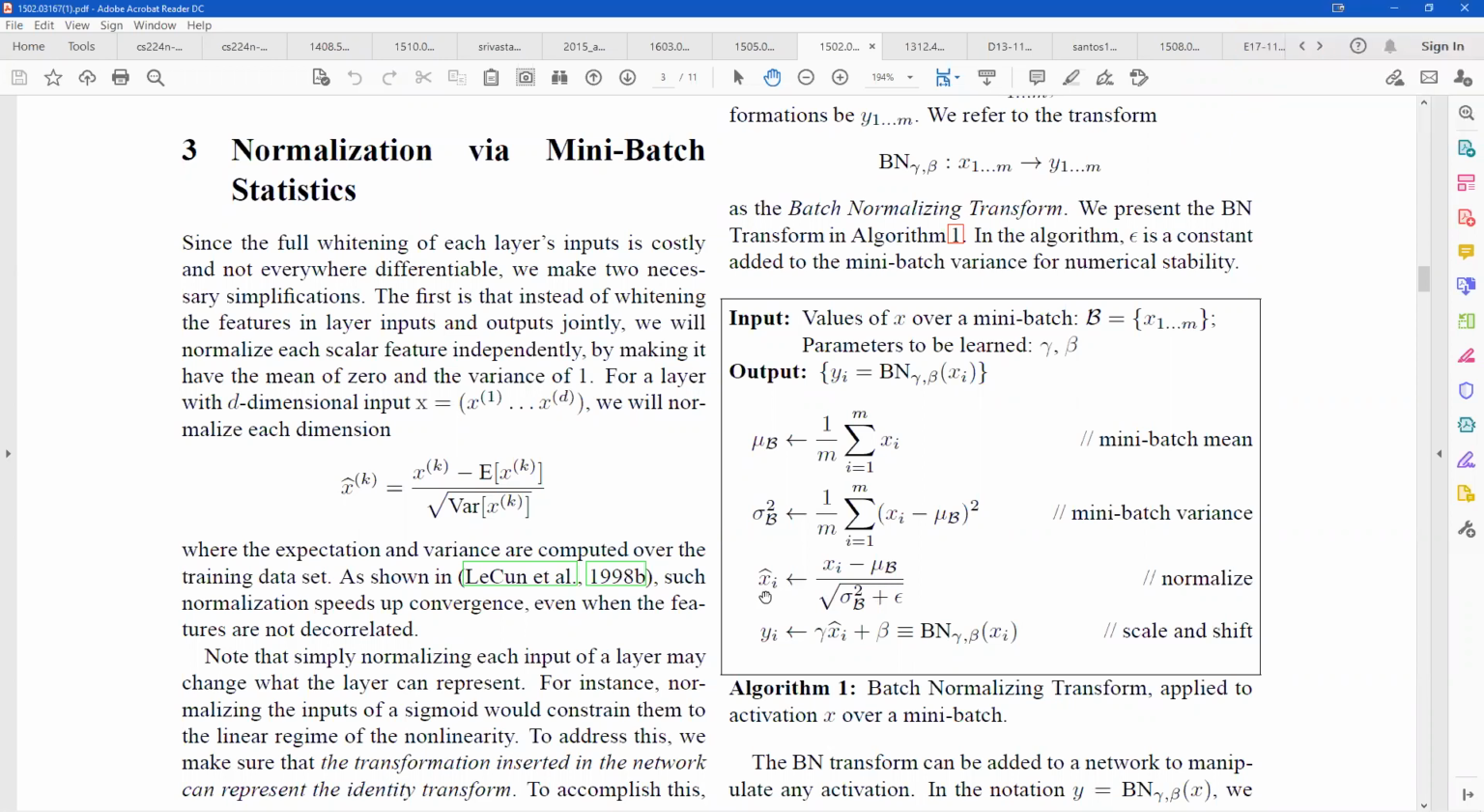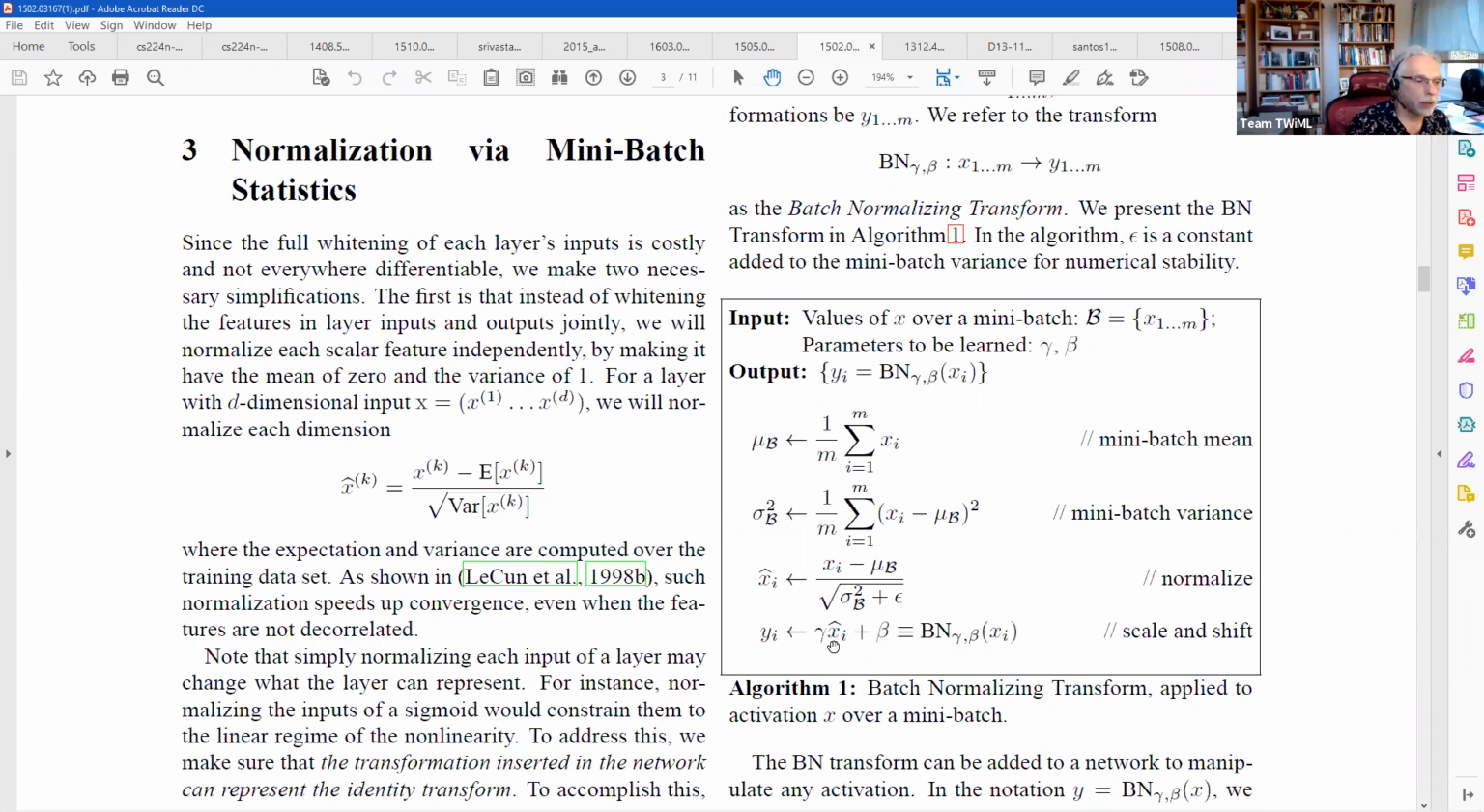You started with the xi's, now you've got the x hat i's. Then you scale them and add an offset, and then you have the y i's. And then this becomes the input into the next layer. And the key thing is that these parameters are part of what's learned by the network. They get learned along with the weights by the process of backpropagation.